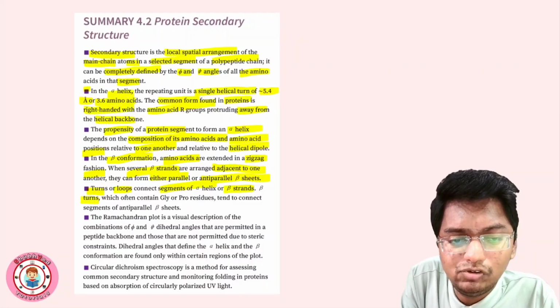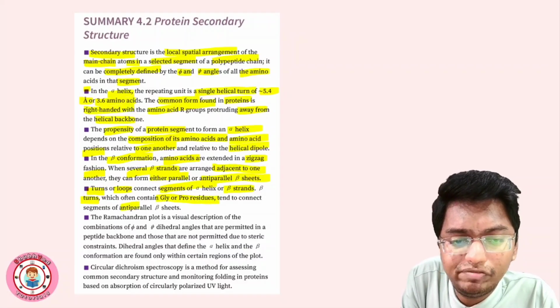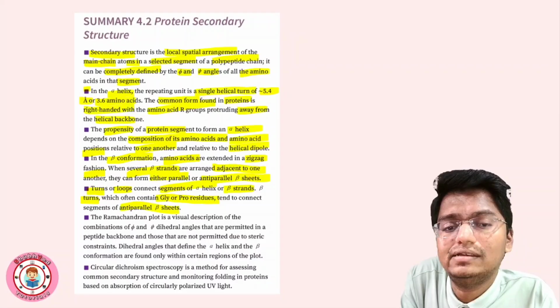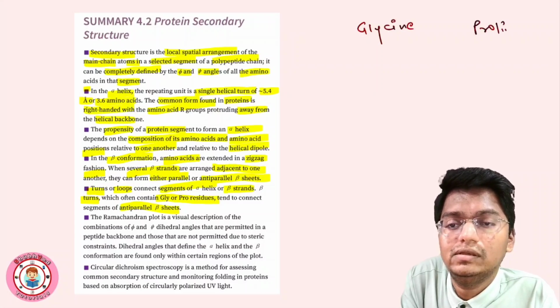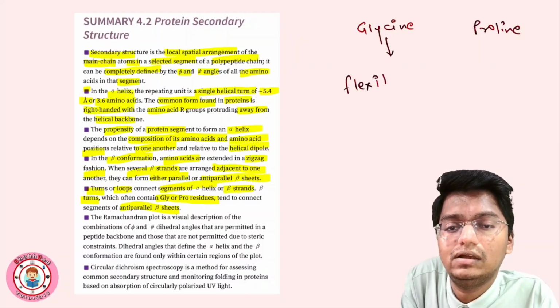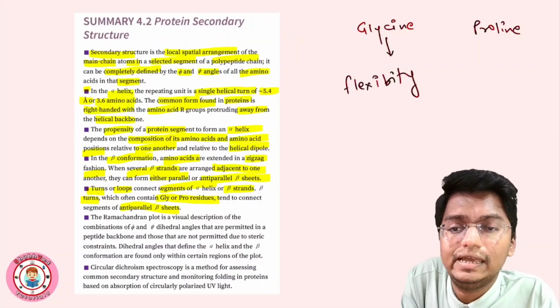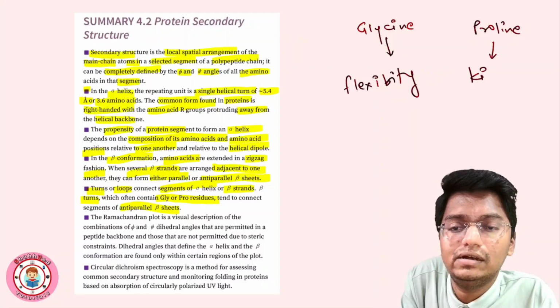Beta turns, which often contain glycine or proline residues, tend to connect segments of anti-parallel beta sheets. So this is an important point about glycine and proline. I will write here separately. Okay, glycine gives flexibility, and proline introduces a kink.